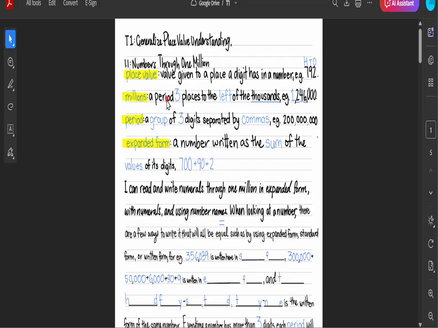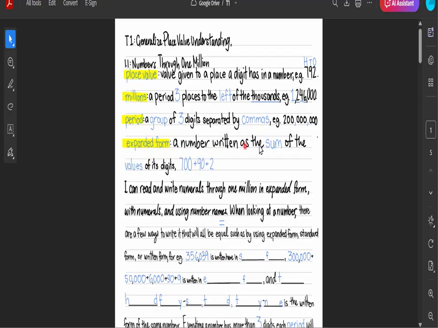Here we have millions, and that is a period. That's what I was talking about earlier. A period is 3 places to the left of the thousands. For example, here we have the ones, right? Here we have the thousands, so 1, 2, 3, and then, right there, the fourth one on the left becomes millions. And here a period is a group of 3 digits separated by commas. So here you'll notice again, we have 3 zeros, a comma, another 3 zeros, a comma, and so on and so forth. Every time we get to 3 digits, we put another comma. And so here's the ones, the thousands, and then the millions.